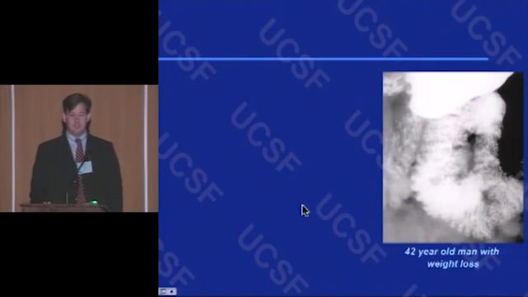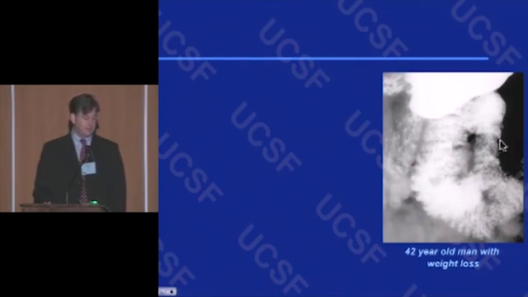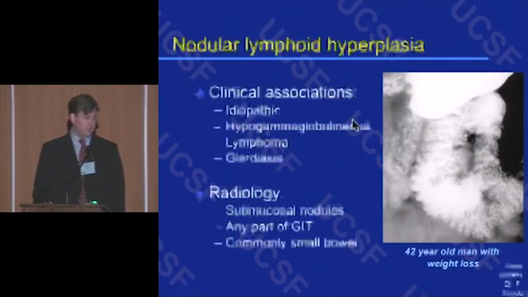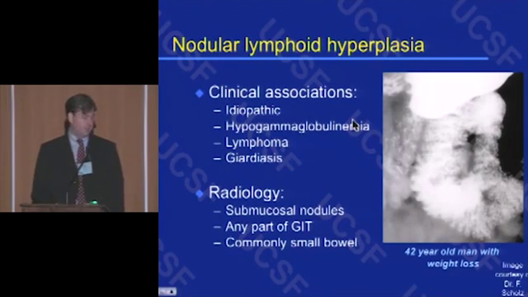So let's look at this case here. This is a 42-year-old man with weight loss. Focused cone-down view of a small bowel series. The striking thing is multiple small, almost sand-like filling defects throughout the whole small bowel. This is a classic nodular lymphoid hyperplasia.